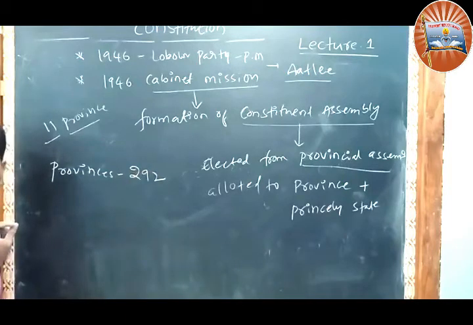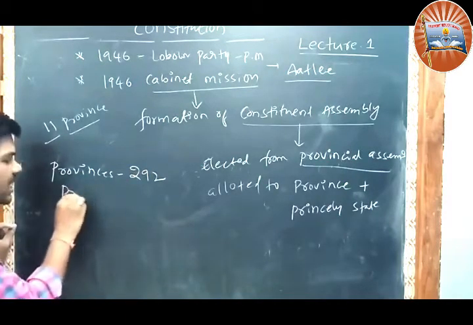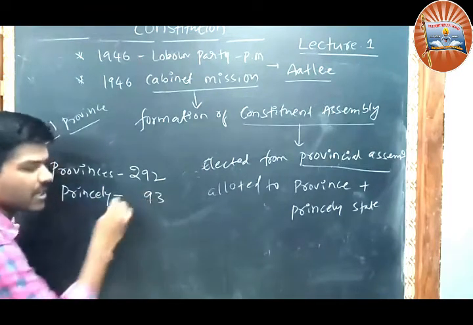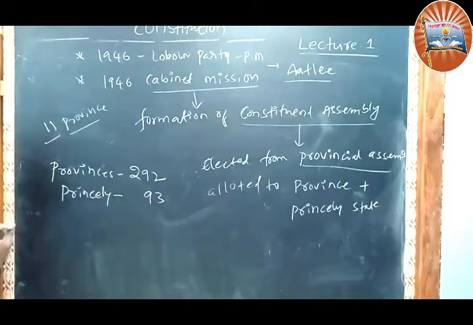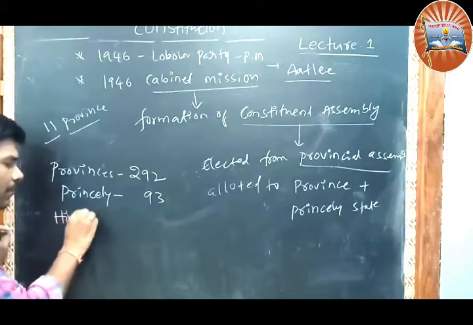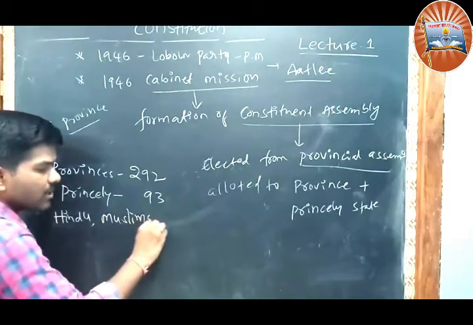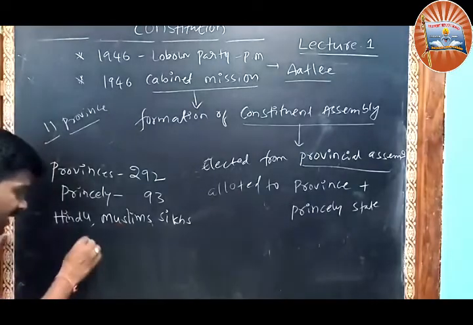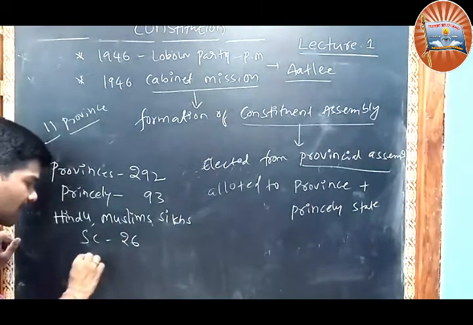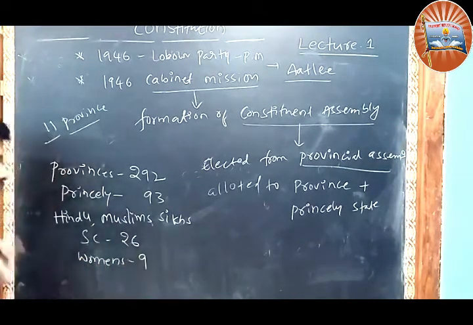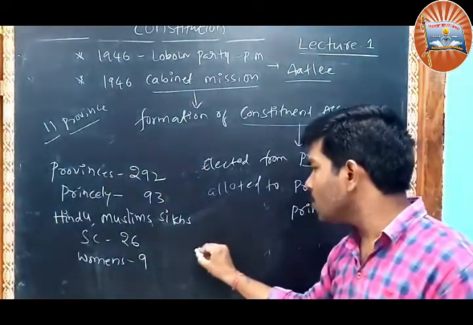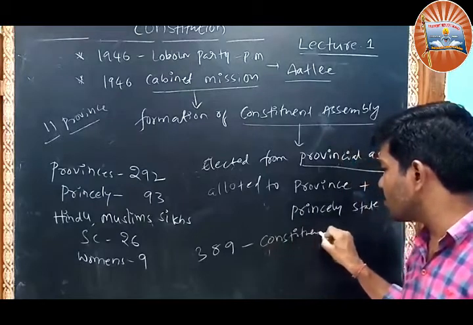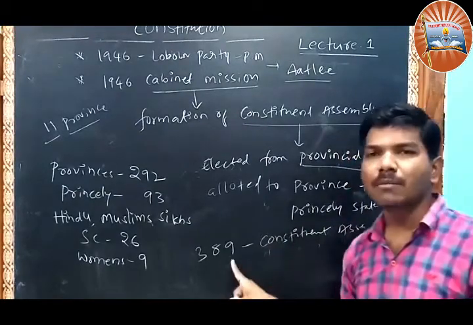292 members were elected from the provinces. From the princely states, very few members were elected. 93 members were elected because there were very few princely states at the time. It includes Hindus, Muslims, Sikhs. Hindu members were also added. Muslim members were also added. Sikh members were also added. And SCs, 26 members of SCs were also added. And women, 9 members. In total, this includes 389 members. 389 members were elected for the Constituent Assembly.